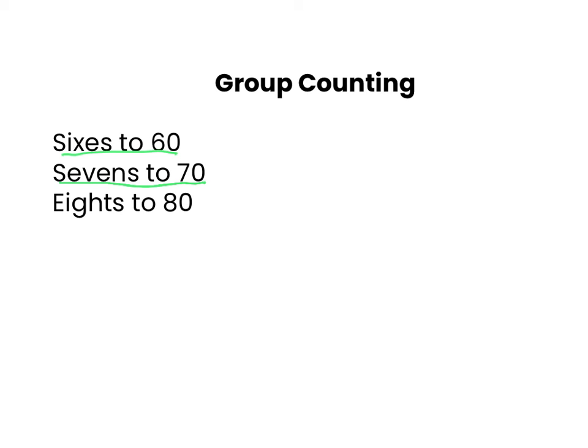All right, and our last one we're going to do by 8s to 80. I don't know that we've done 8s yet, so let's go up starting with 8. 8, 16, 24, 32, 40, 48, 56, 64, 72, 80. That's 8s up to 80. Let's go back down from 80.